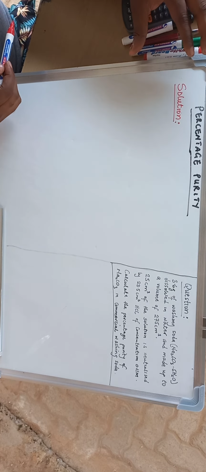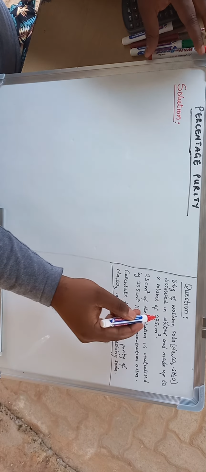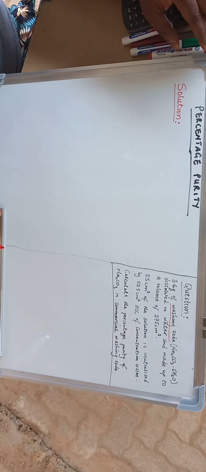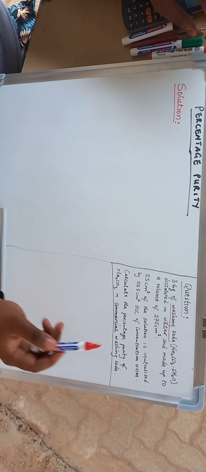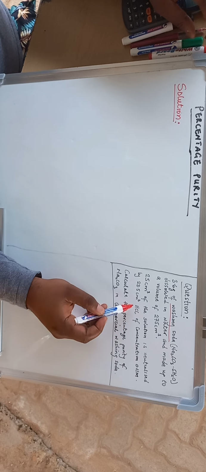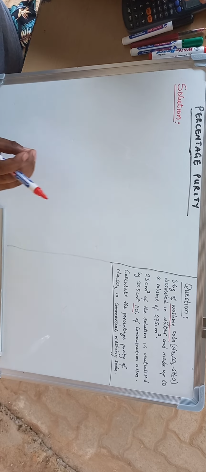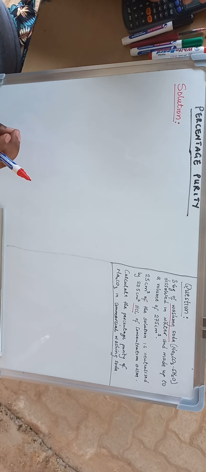One point we have to note is that the washing soda which we are using contains impurity. So anytime the washing soda is reacted with hydrochloric acid, only the sodium carbonate will react with hydrochloric acid, and the impurity will not react. Based on that, we can calculate the amount of sodium carbonate that is present in that washing soda. And that's exactly what we are going to do.